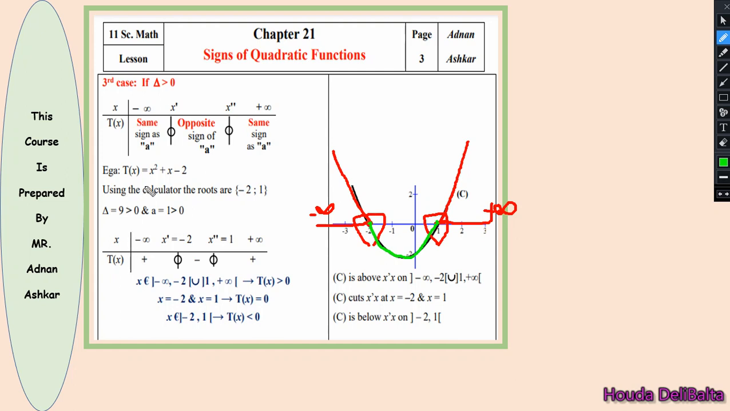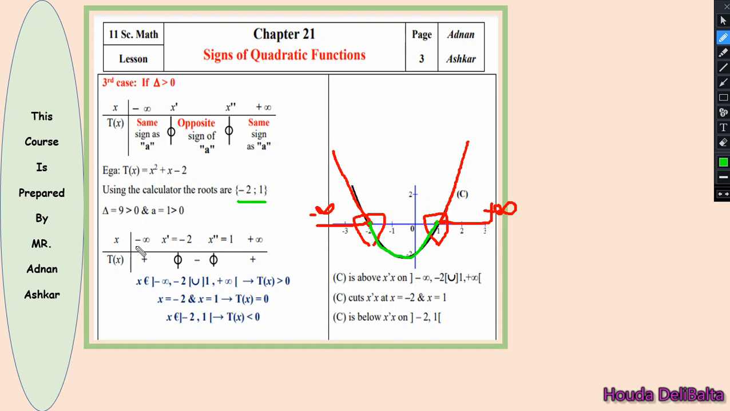Delta for this function, x squared plus x minus 2, is 9, which is positive. Using the calculator, we can find the roots that are minus 2 and 1. So, delta is positive. Then we are going to construct the table, putting the roots that are distinct on the table in increasing order.